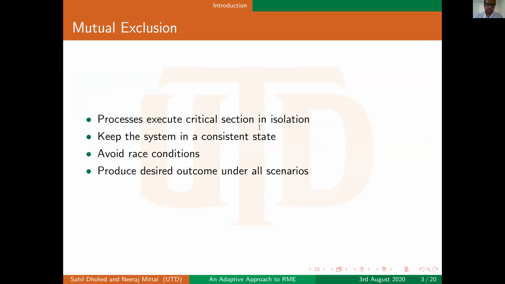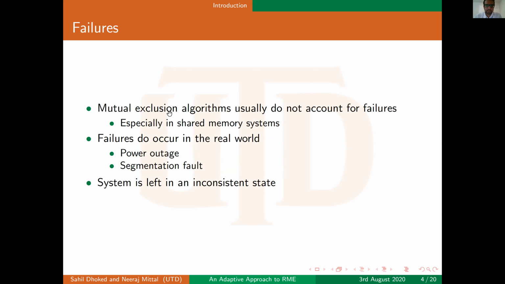The problem of mutual exclusion is to allow processes to execute a part of their code, which is known as the critical section, in isolation. This helps us avoid race conditions and keeps the system consistent. Traditionally, mutual exclusion algorithms are not designed to account for failures, especially in shared memory systems. However, failures can occur in the real world. At any time, there could be a power outage or any segmentation fault, leaving the system in an inconsistent state.